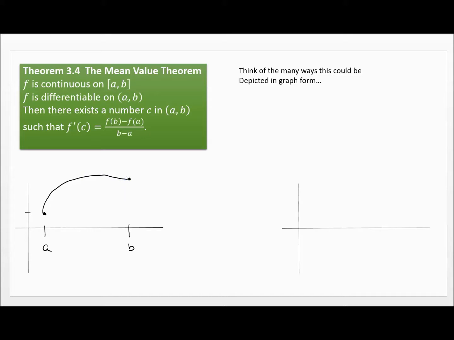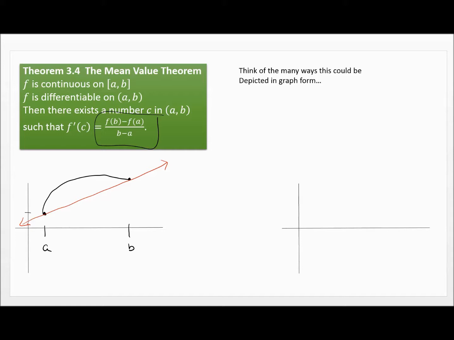Okay? Now, what is this business right here? F of b minus f of a over b minus a. Does that make you think of slope? It should. Y2 minus y1 over x2 minus x1. And it's the slope between a and b. So in red, the slope between a and b is whatever slope that red line is, right? I just connected the dots a and b.